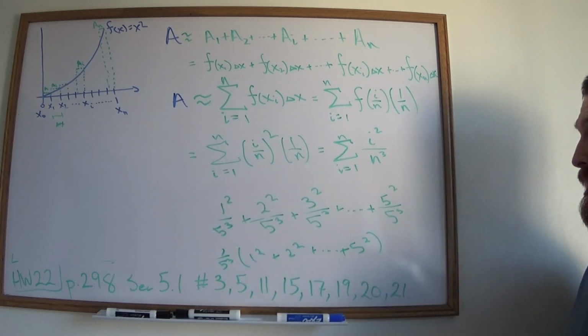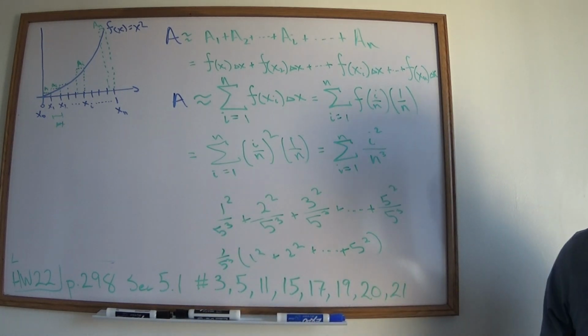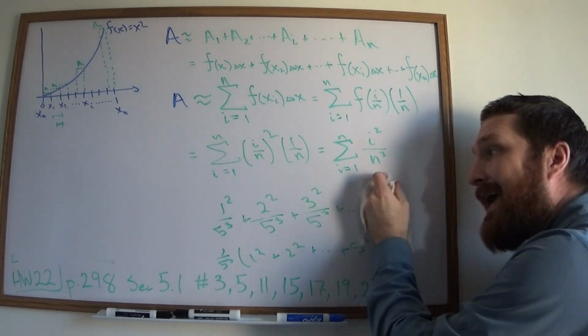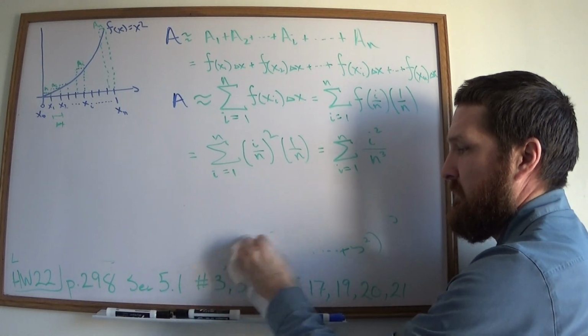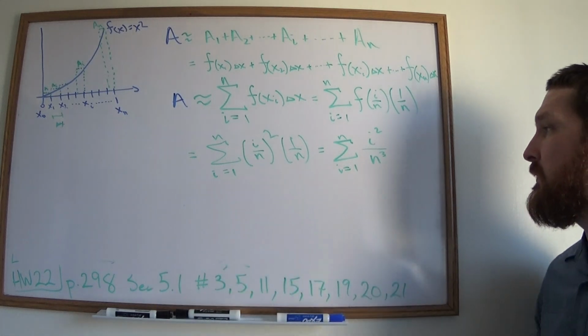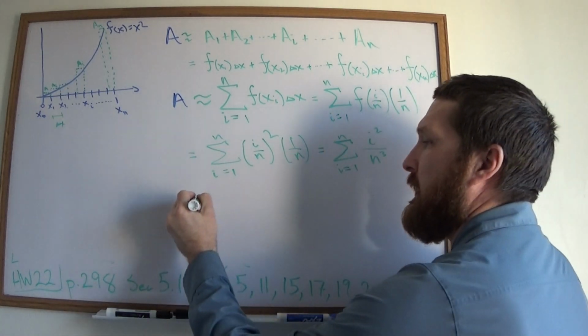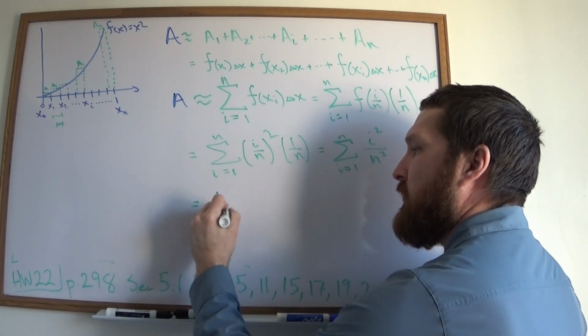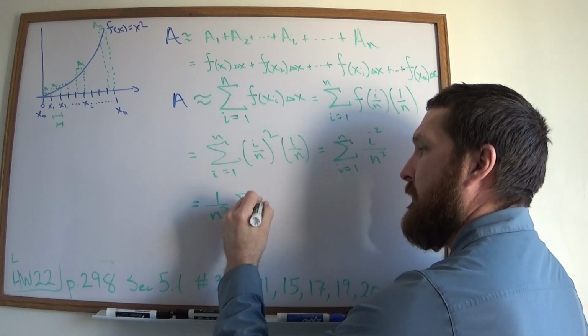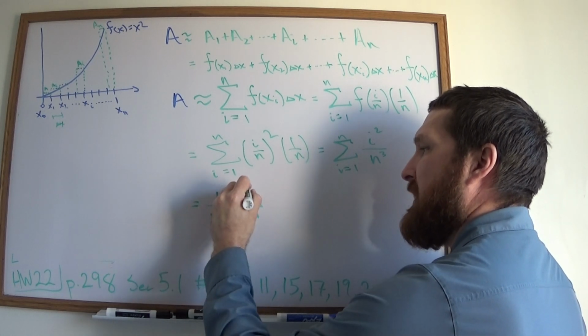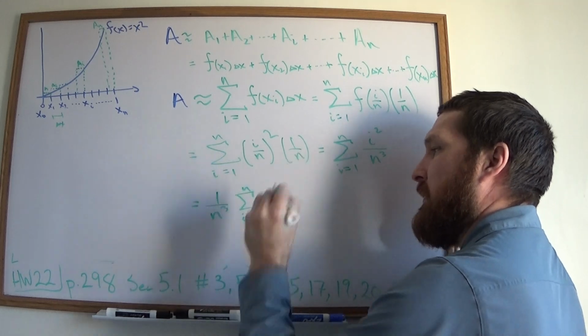So that's what I'm going to do with that constant. n, in this case, is just a constant. And so I'm pulling it out, and I get 1 over n cubed times the sum as i goes from 1 up to n of i squared.